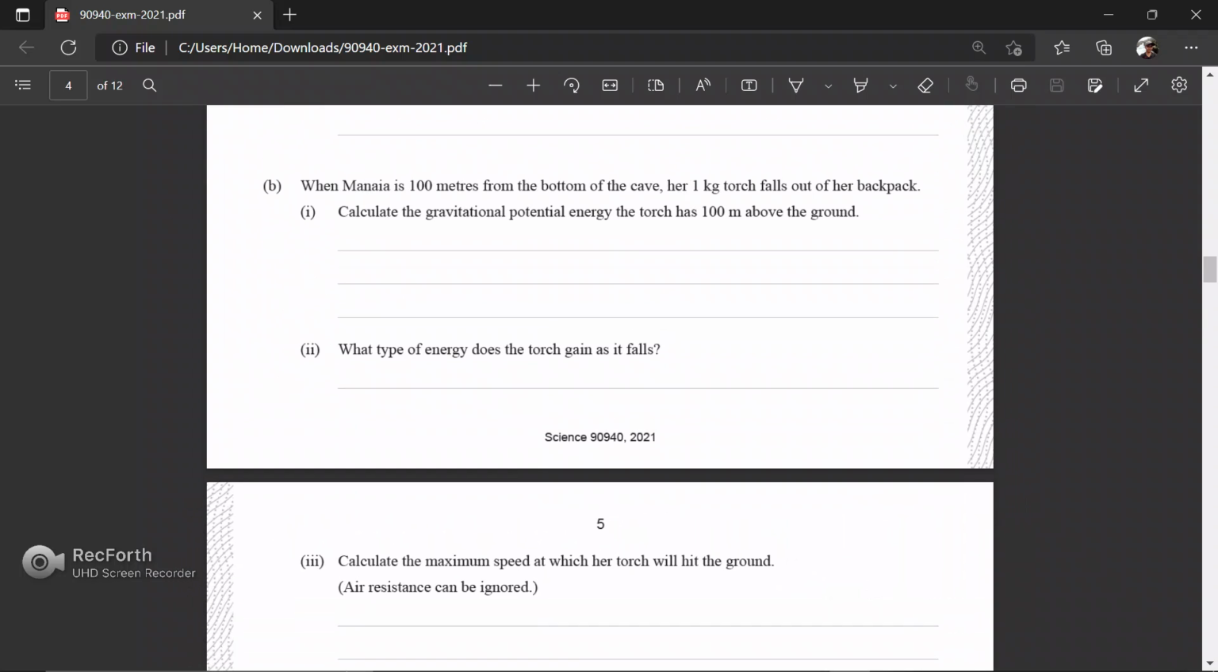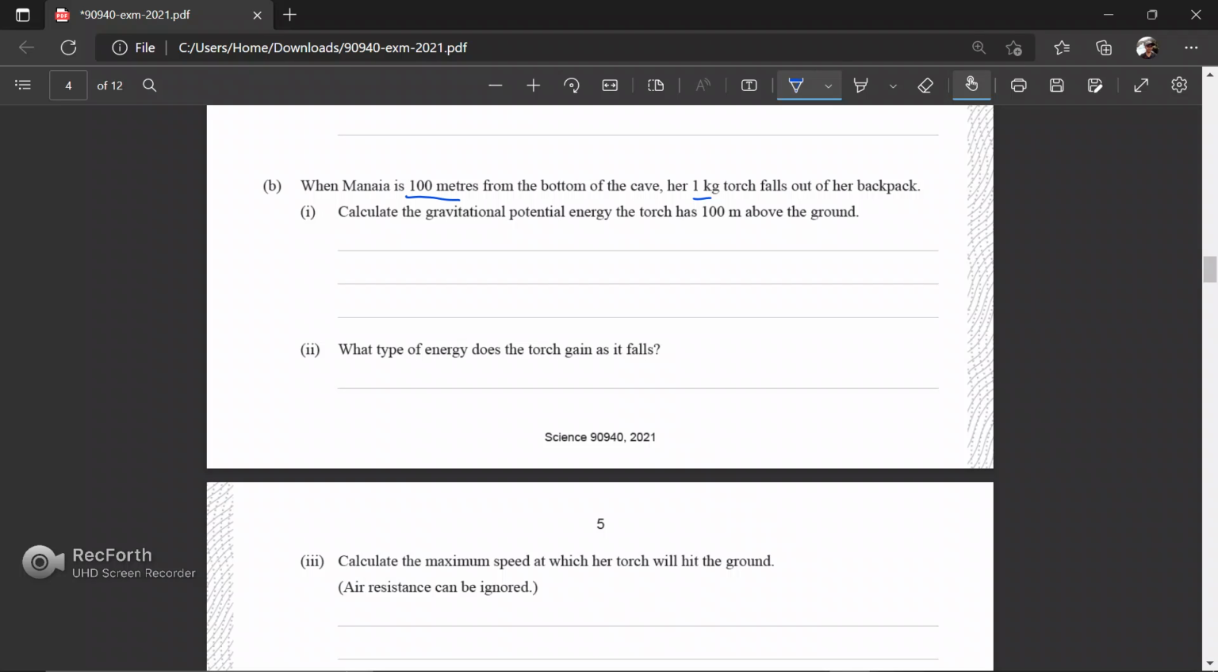So the first question is, when Manaya is 100 meters from the bottom of the cave, her 1 kg torch falls out of her backpack. So she is 100 meters in height and a mass of 1 kg, which is her torch. So it's based around the torch here. So it asks us to calculate the gravitational potential energy that the torch has.